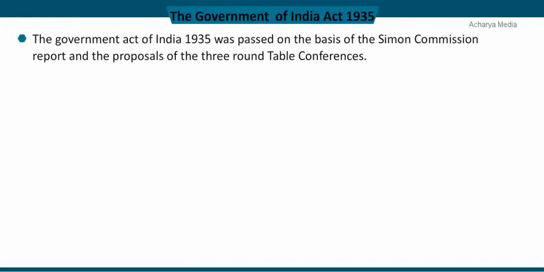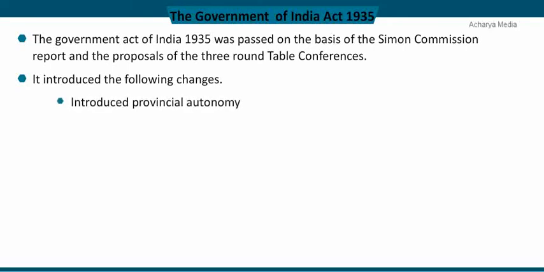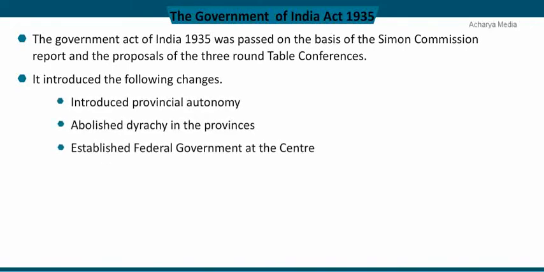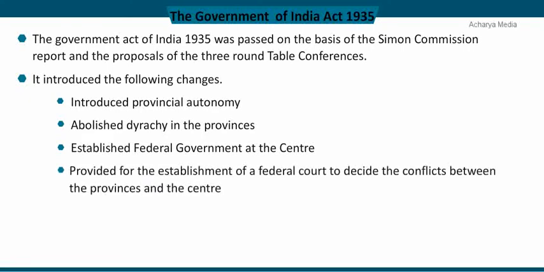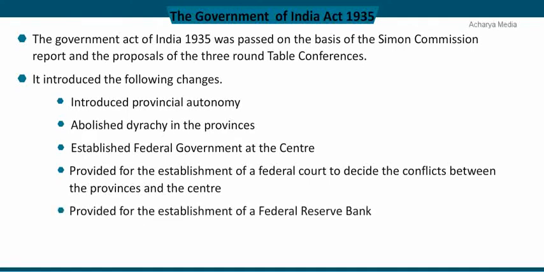The Government of India Act 1935 was passed on the basis of the Simon Commission report and the proposals of the three roundtable conferences. It introduced the following changes: introduced provincial autonomy, abolished diarchy in the provinces, established federal government at the centre, provided for the establishment of a federal court to decide the conflicts between the provinces and the centre, provided for the establishment of a Federal Reserve Bank.